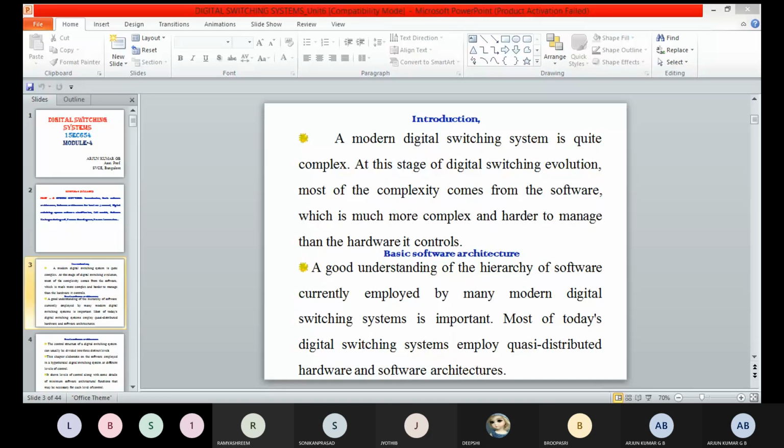We have different types of operating systems used in the modern DSS: serial batch system, multi-program system, time-sharing system, and real-time system. Please note this.